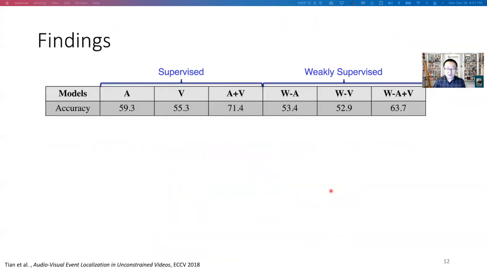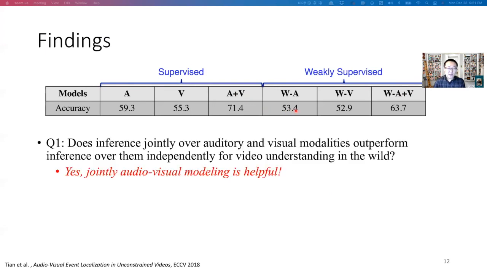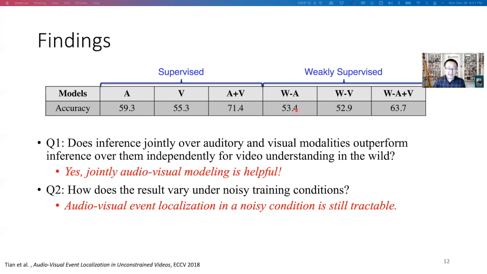Here are results. We can find that A plus V models are always better than either A models or V models, which can demonstrate that joint audiovisual modeling is helpful. In addition, the weakly supervised models can show pretty good performance compared to the corresponding supervised models, which indicates that audiovisual event recognition, even in a noisy training condition, is still tractable.